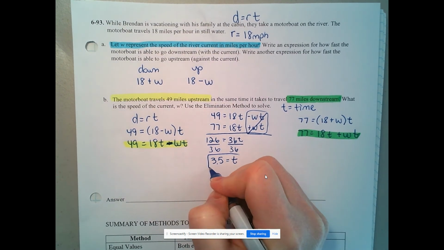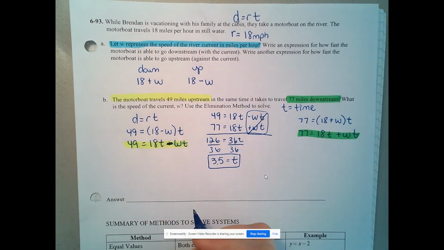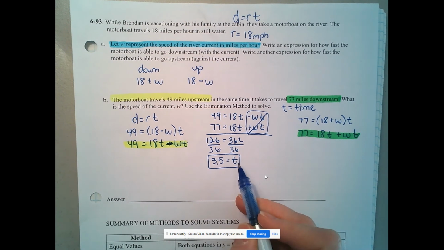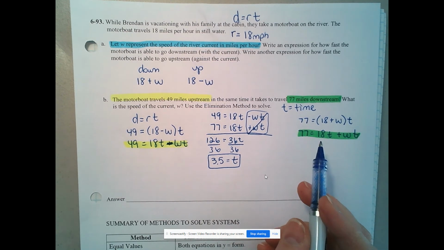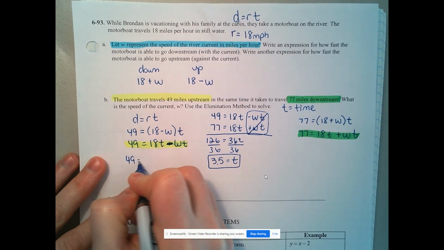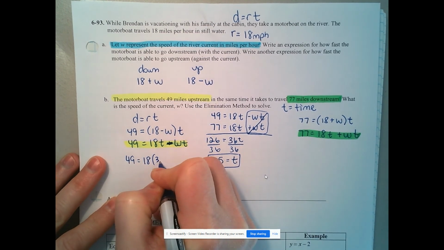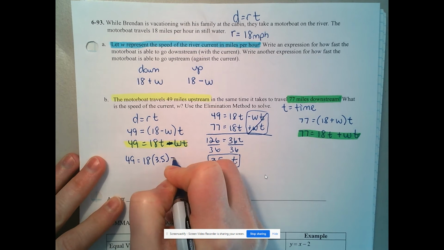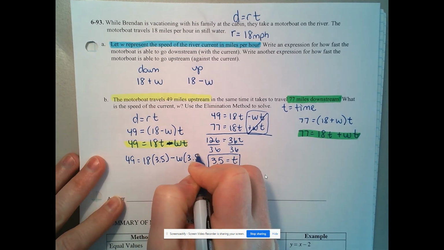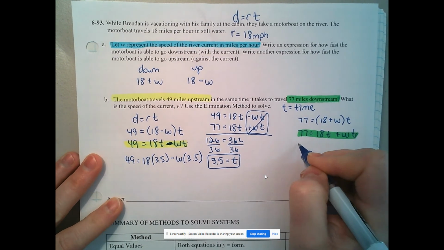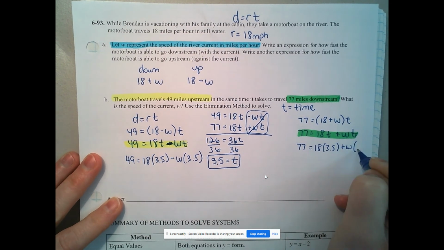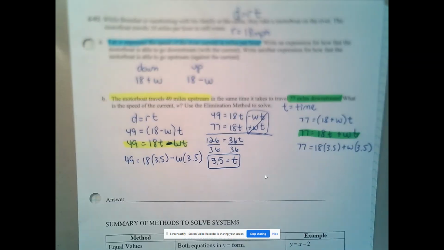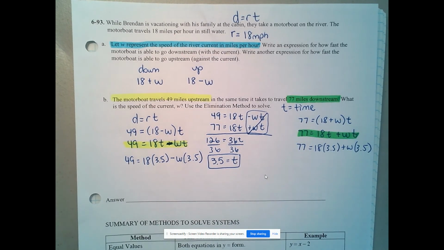So T equals 3.5. So that's only part of the question. It says, what is the speed of the current W? So time is great to know, but we're going to use that to find W. So 49 equals 18 times 3.5 minus W times 3.5. We could also do 77 equals 18 times 3.5 plus W times 3.5. It doesn't matter which one you substitute it back into. They're both going to work.